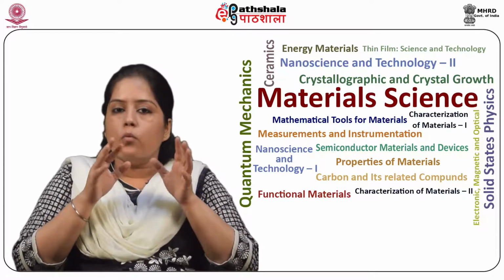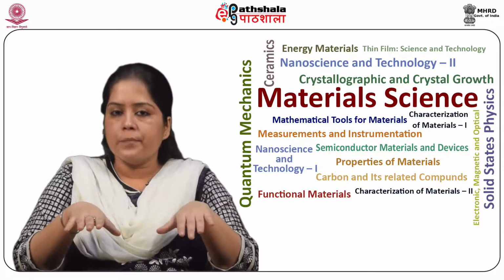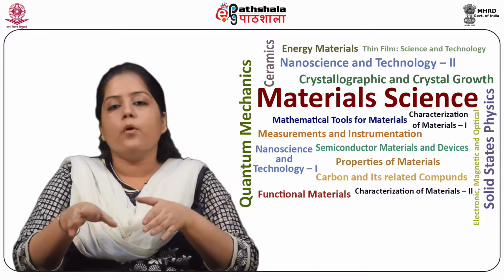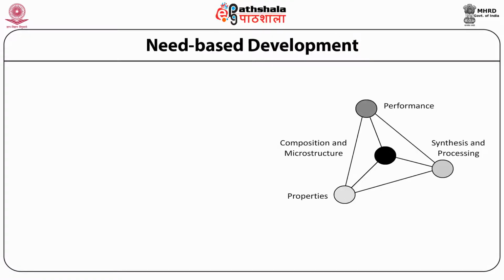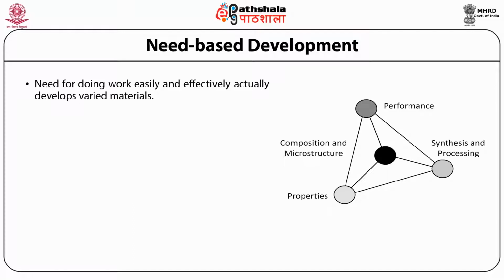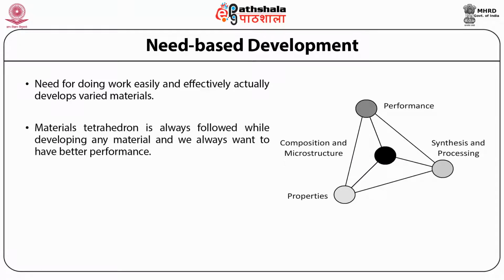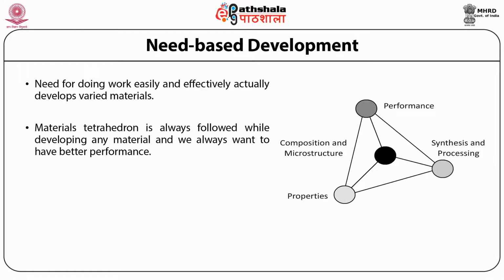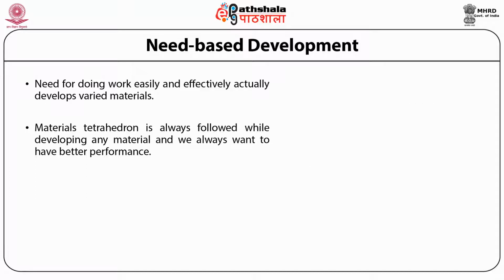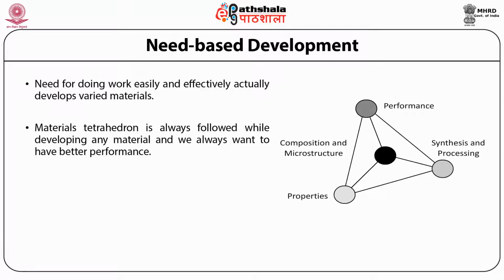They have well versed knowledge over the years based on the processing and properties of metals and alloys. Need based development: for the development, there is always a need. The need for doing work easily and effectively actually develops varied metals. The material tetrahedron, which is shown in this figure, is always followed while developing any material, and we always want to have a better performance.